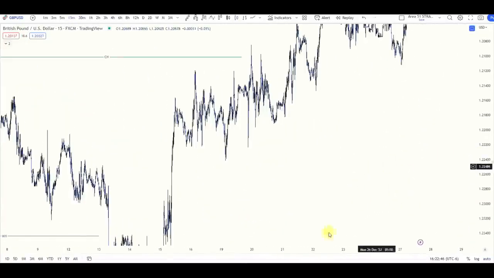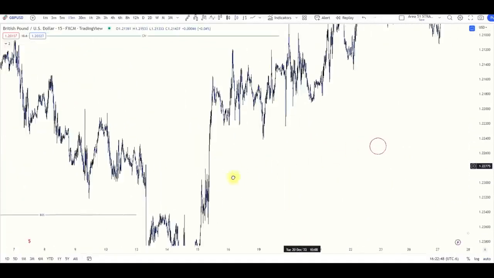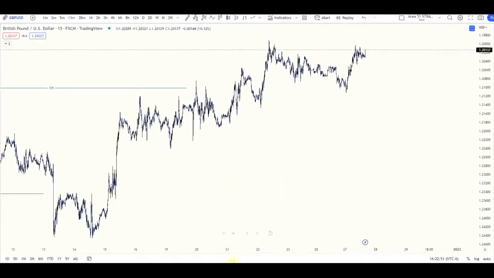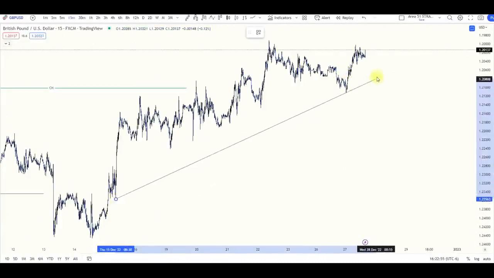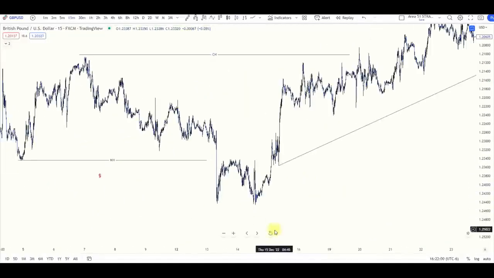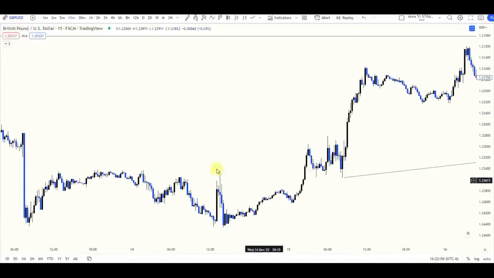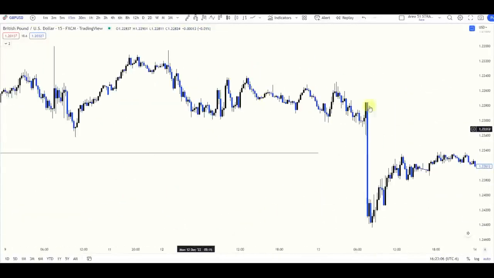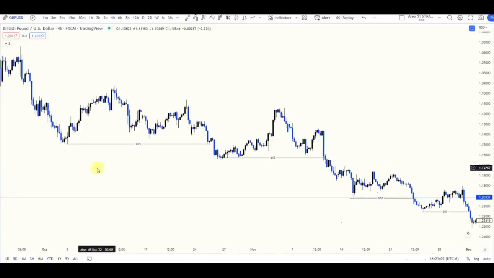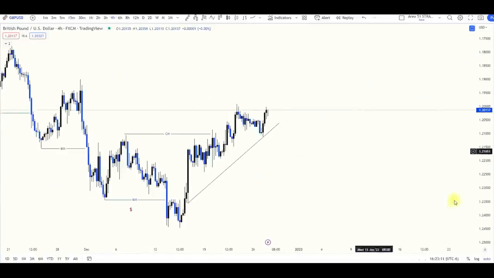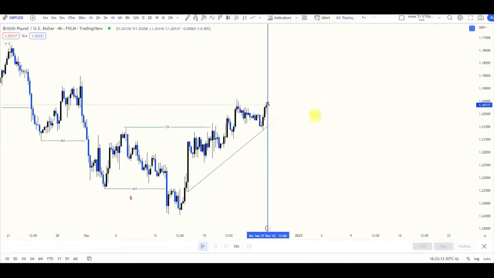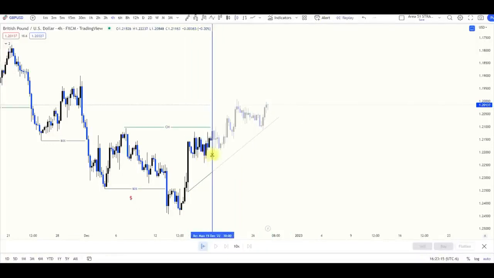Once we have this structure broken, we have a lot of liquidity sitting here. This is all liquidity. So before the change of character, let me just continue moving forward. Give me 1 second. All right, let me cut all this so that we don't get confused. So there's a break of structure right there.